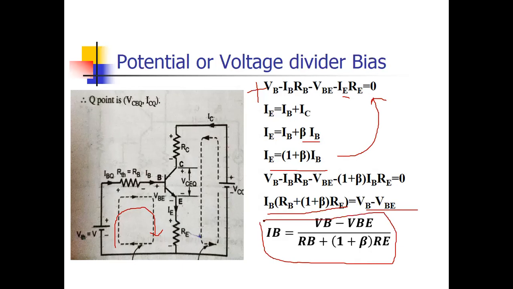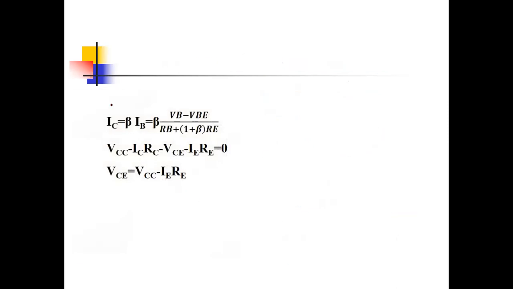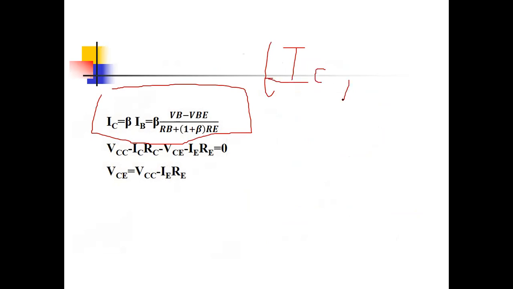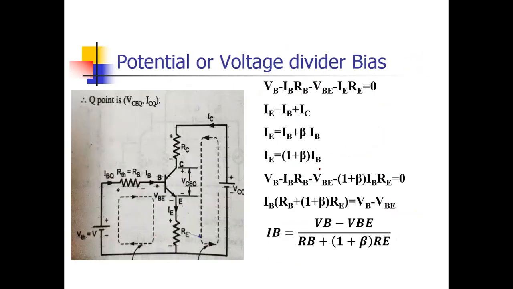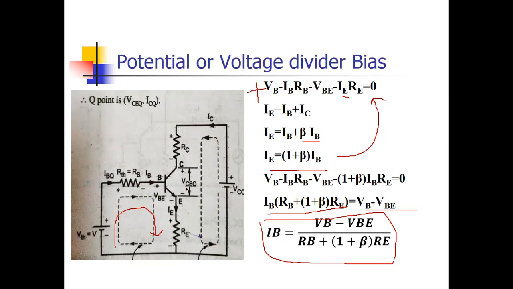Now pause the video for a second. Why do we need IB? We want to calculate the Q point. The answer is because we want to calculate the value of IC, and IC equals beta into IB. So if you have IB, then you can calculate IC. So for the Q point you want to calculate IC comma VCE. So IC, it's here. Now for VCE, we'll apply KVL on the right side. For IC we apply KVL on the left hand side, and for VCE we apply KVL on the right side.